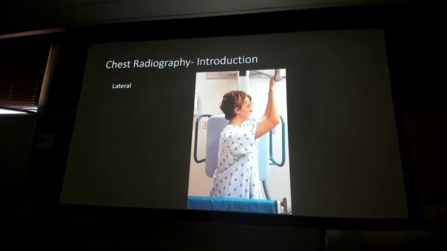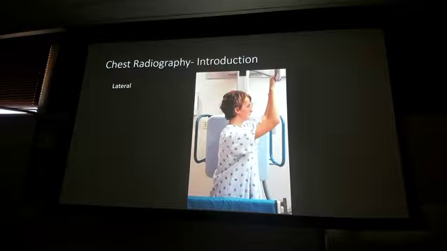Lateral. Talked about this a little bit last time. It is always a left lateral. We put the left side up against the film, so we call it a left lateral, and that is, again, because the heart is mostly on the left side. We want to get that heart as close to the film as possible to avoid any kind of magnification. So every chest x-ray, every single chest x-ray is a left lateral. Every one. There's no such thing as a right lateral, right?